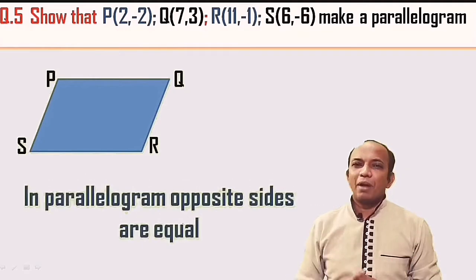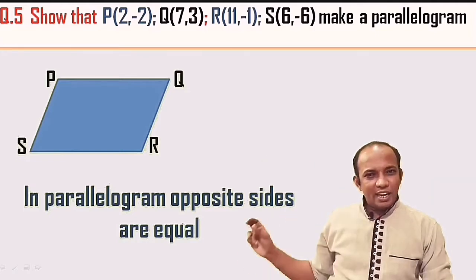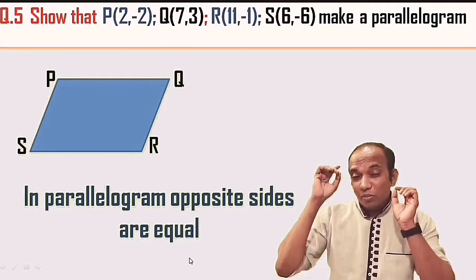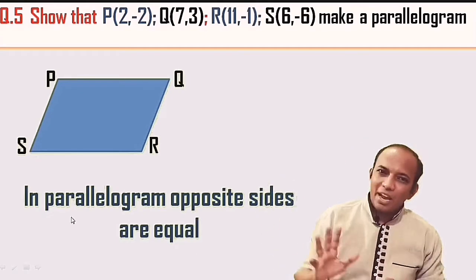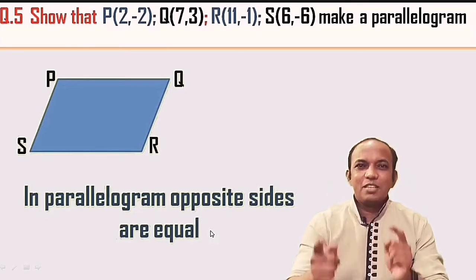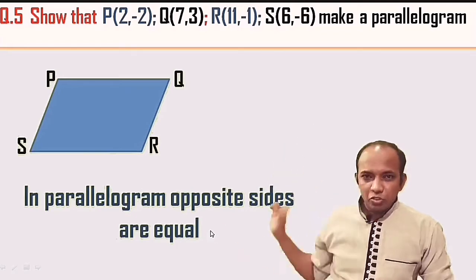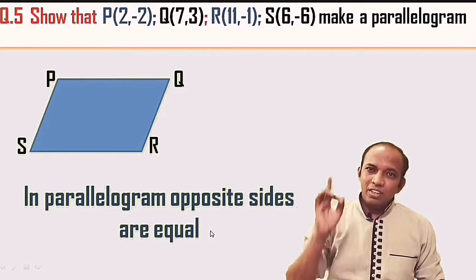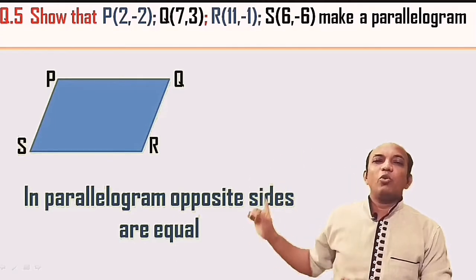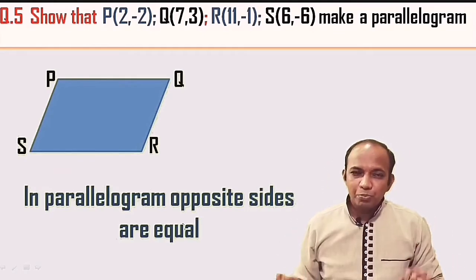What is the property? Opposite sides of a parallelogram are equal in length. So if I'm able to prove PQ equal to SR and PS equal to QR, only then I can say that this quadrilateral is a parallelogram. But how will we find the length of each side? Yes, by distance formula. By utilizing the distance formula, we are going to find all these four sides, and if the distances of opposite sides are equal, only then we will say PQRS is making a parallelogram. I hope the action plan is clear to you.